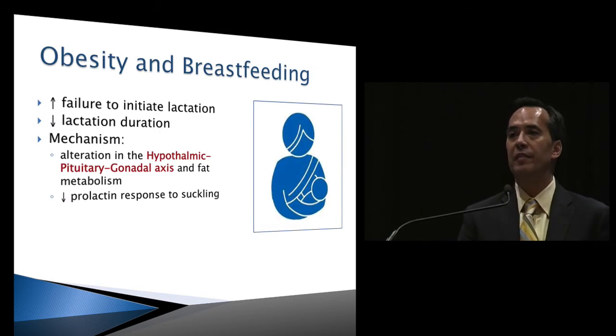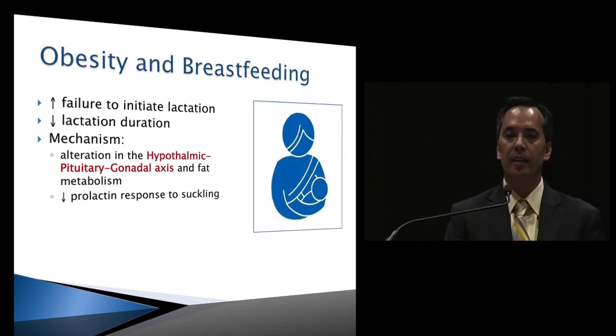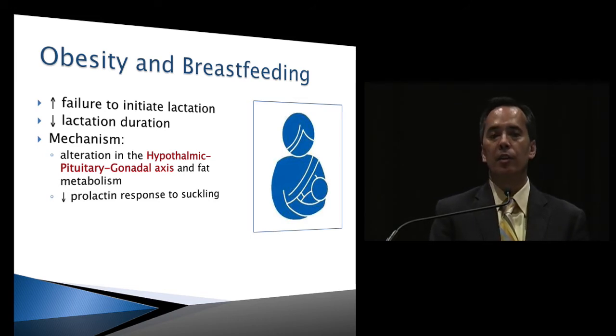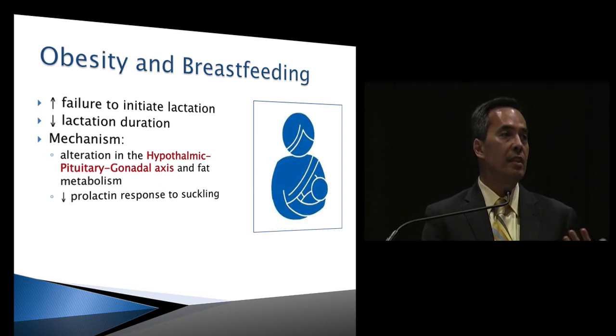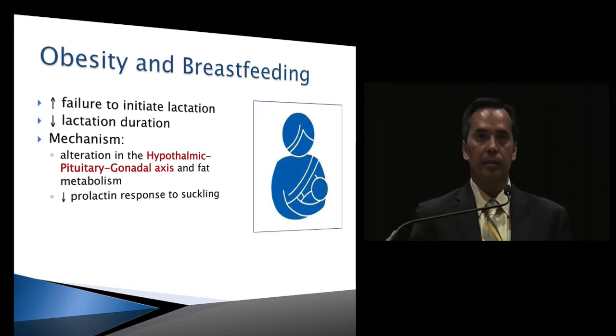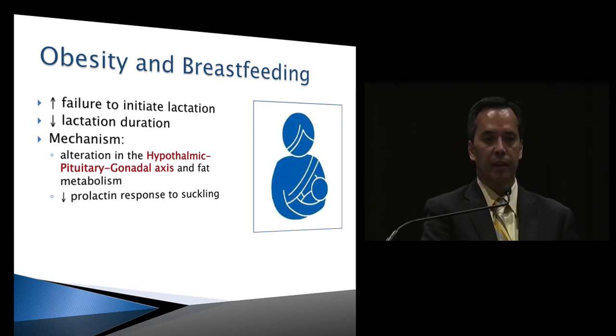Now, what about breastfeeding? There's a problem with breastfeeding too. There's an increase in failure to initiate lactation. There's a decrease in lactation duration, and the mechanism they think is alteration in the hypothalamic-pituitary-gonadal axis. And there's also a decreased prolactin response to suckling. So all these lead to problems with breastfeeding.